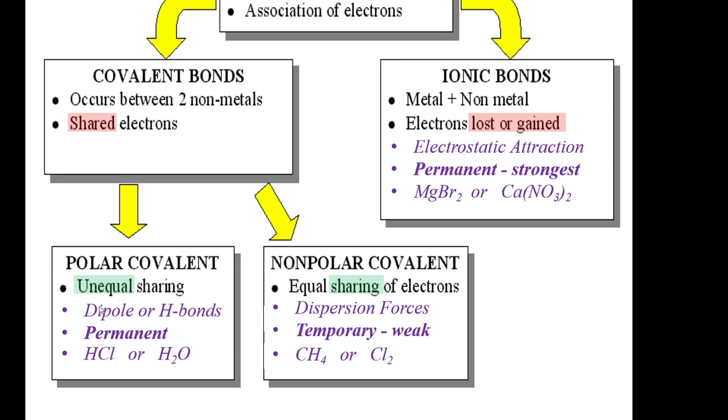And then our polar covalents, these we already knew have a polarity to them. That's either your dipole-dipole or hydrogen bonds. This is permanent instead of temporary. And something like hydrochloric acid or water, those are both pretty strong polar covalents right there. And then lastly, our electrostatic attraction for ionic bonds, which is the permanent and the strongest type of IMFs.